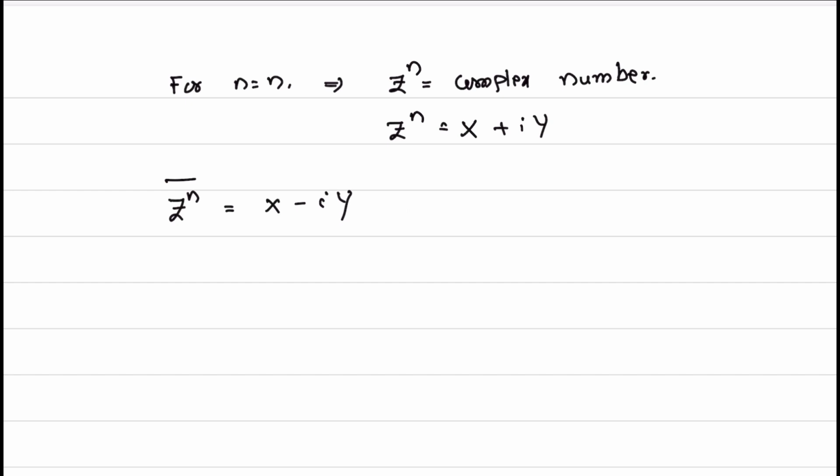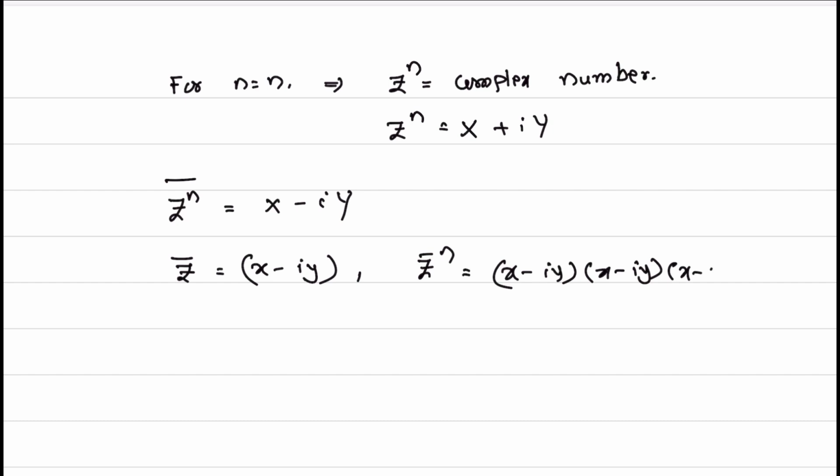Now, what is the modulus of z, x minus iy? Then, this conjugate of z to the power of n, what is it? x minus iy into x minus iy into x minus iy, up to n values.